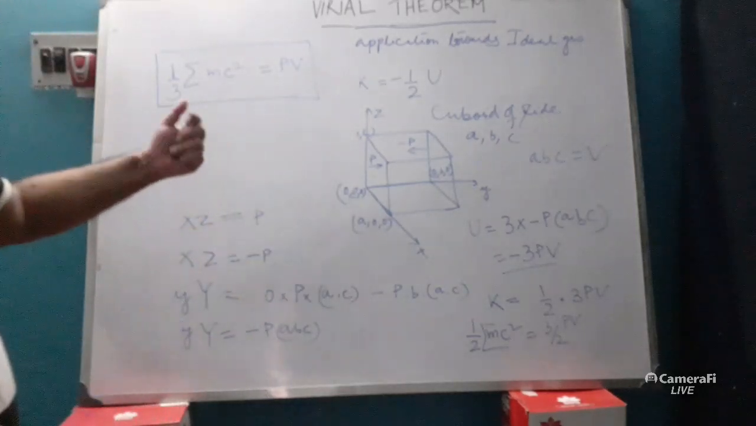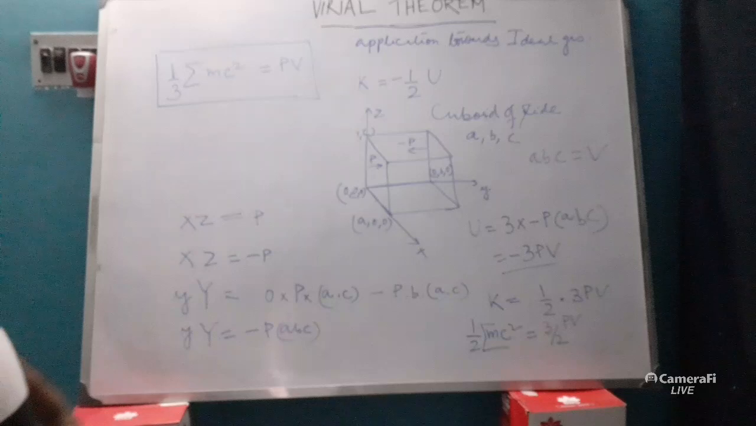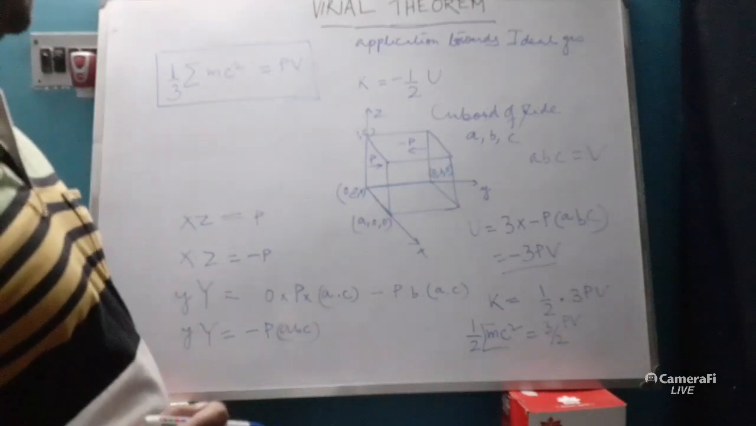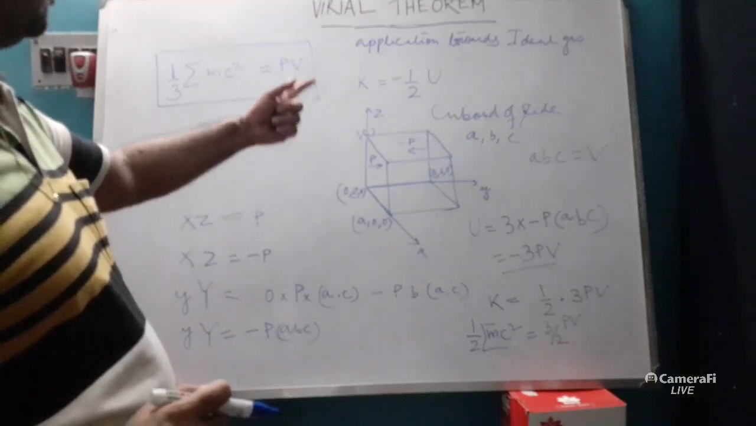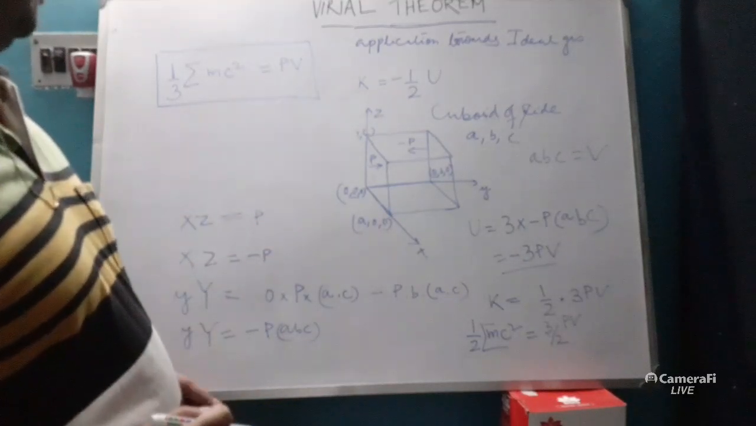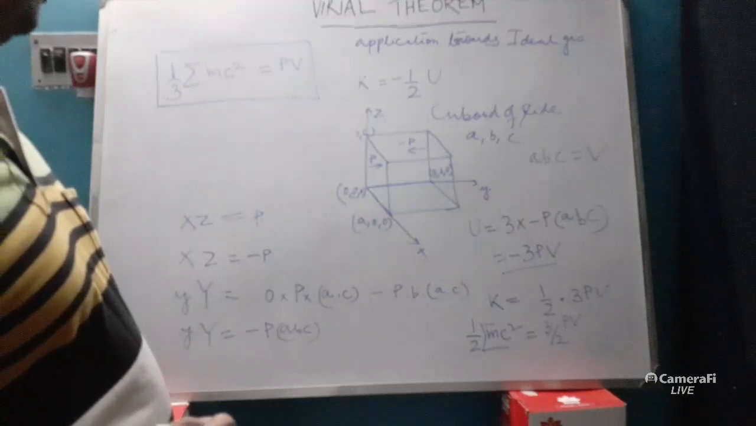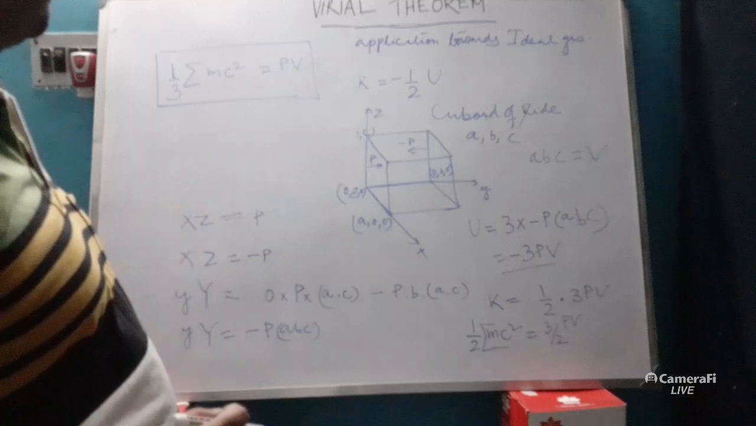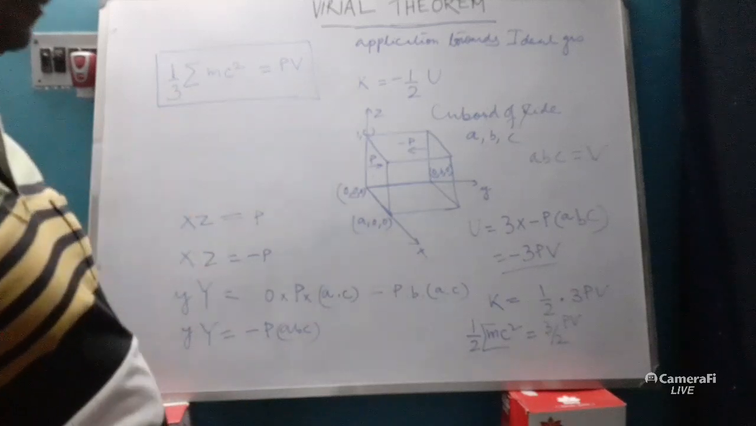So this is similar to the PV equation as obtained from the kinetic theory of gases, and this matches with the virial theorem as discussed in the previous chapter. Using the virial theorem, we also obtained the pressure volume equation for ideal gases.